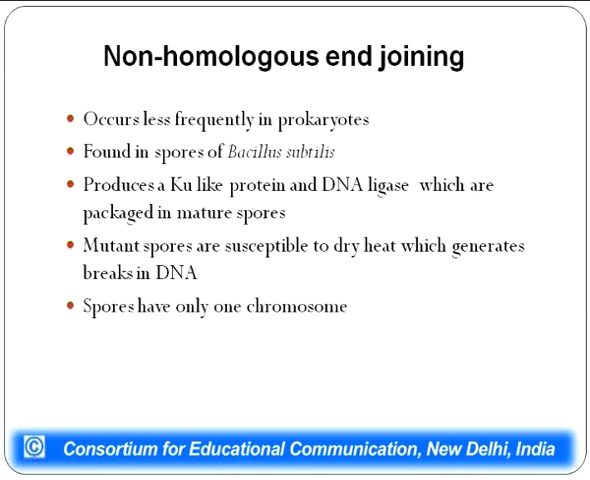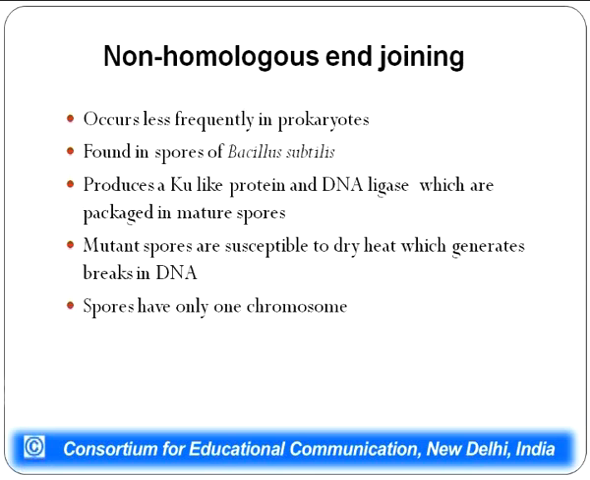Bacillus subtilis produces a Ku-like protein and a DNA ligase, and it packages them along with the DNA in spores. Any spore which is a mutant for this particular Ku protein will be susceptible to dry heat, because its DNA will get damaged, but it will not get repaired. Whereas a normal Bacillus subtilis spore, which has a normal Ku protein and DNA ligase, whenever it is subjected to heat, even after DNA damage, even after there is a double stranded break in DNA, this Ku protein and ligase protein will ensure that the double stranded DNA gets rejoined together, and it can germinate afterward.